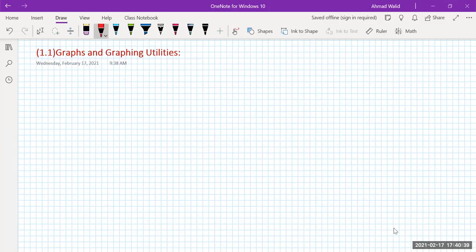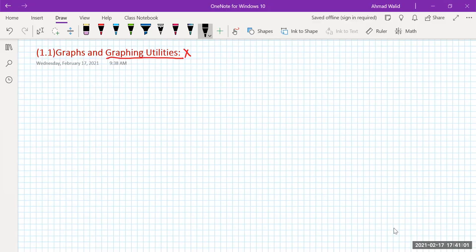This part is about graphing utilities, and maybe we are not covering it because you need a TI-84 calculator, and as I told you yesterday in my video, we are not going to use a TI-84 calculator in this class. We just learn how to graph.